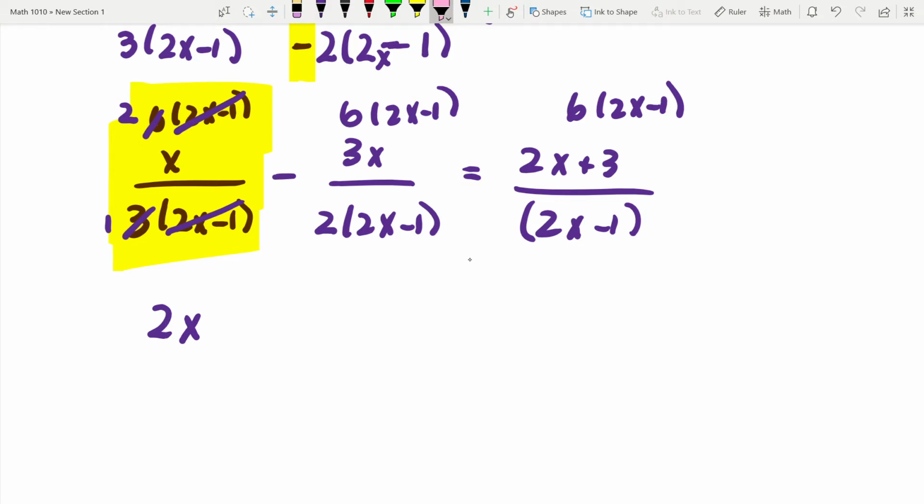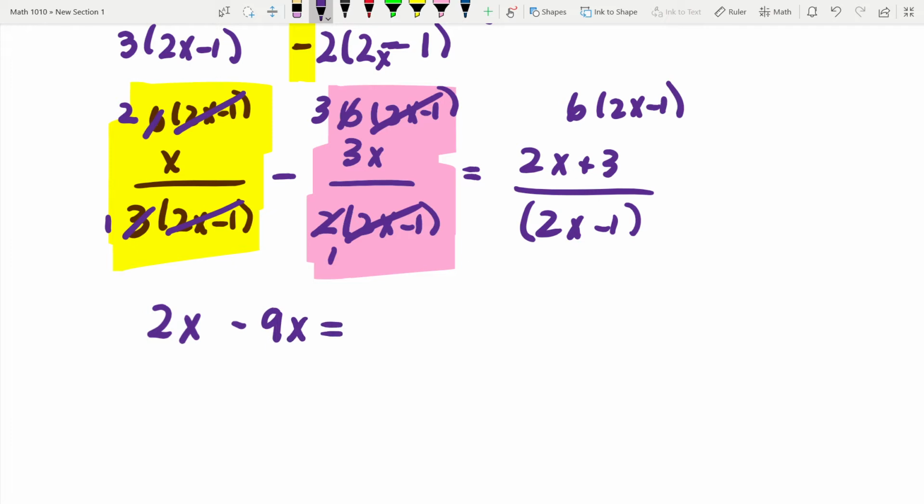Okay, look at the next one. 2x minus 1 cancels with 2x minus 1. 2 goes into 2 once. 2 goes into 6 3 times. 3 times a negative 3x is a negative 9x.